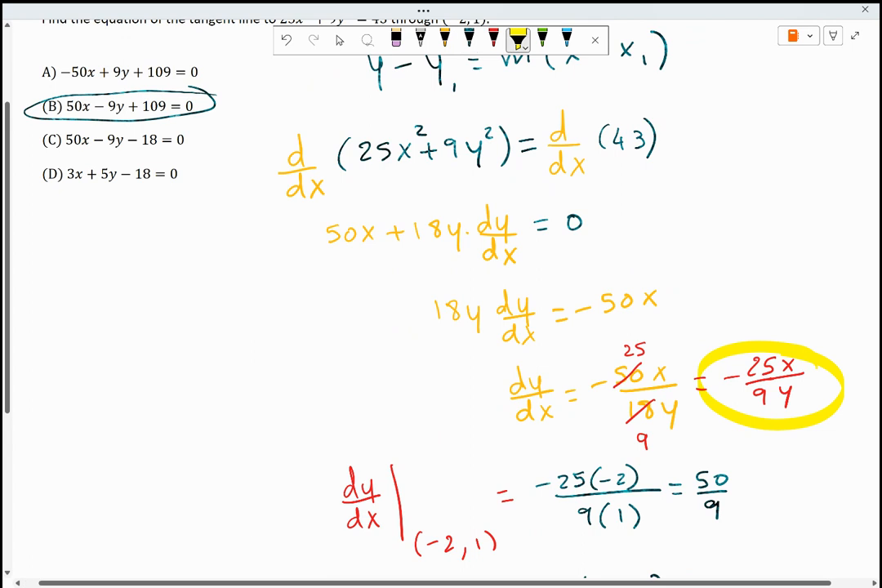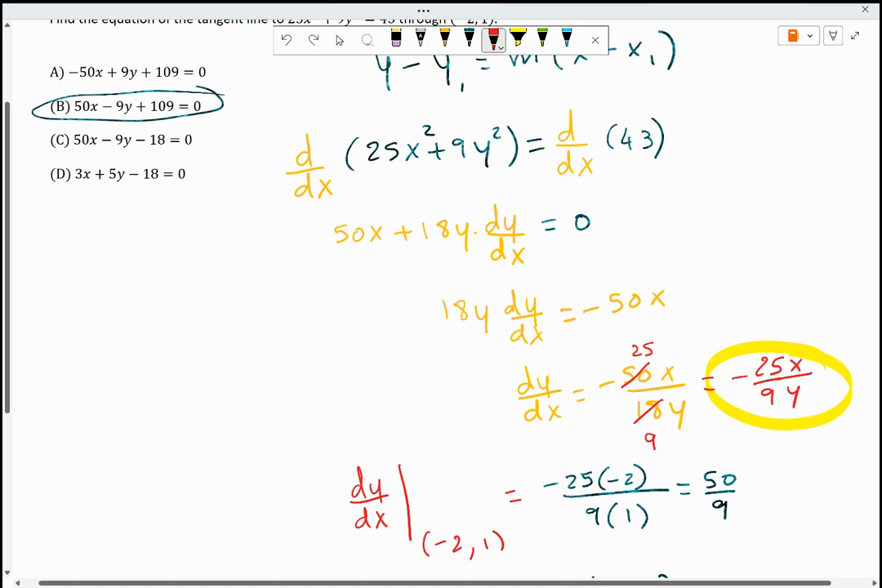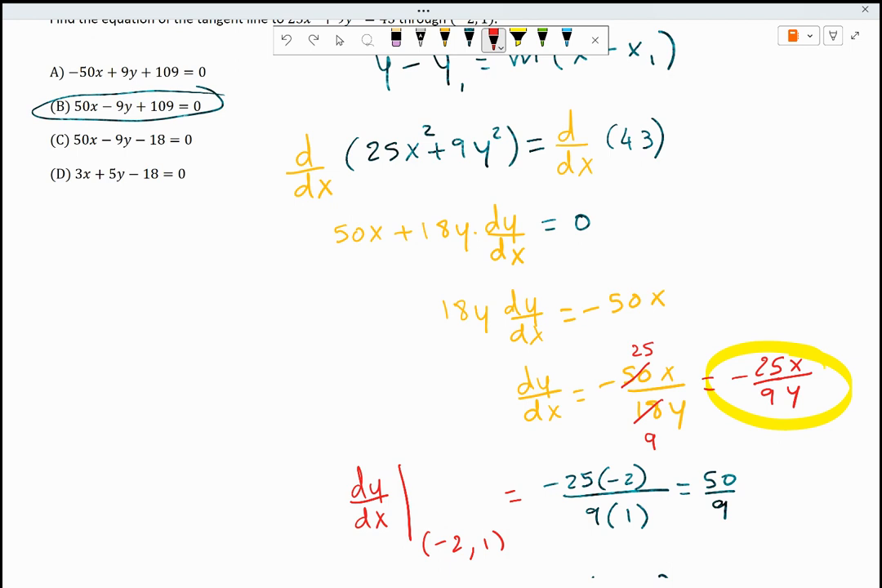Let's be careful not to select A, because A is negative 50x plus 9y plus 109. If this had been minus 109, it would have been the same as B, but it is not. So let's just be careful there when we're selecting our answers.